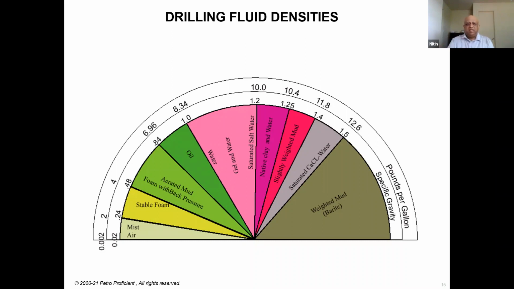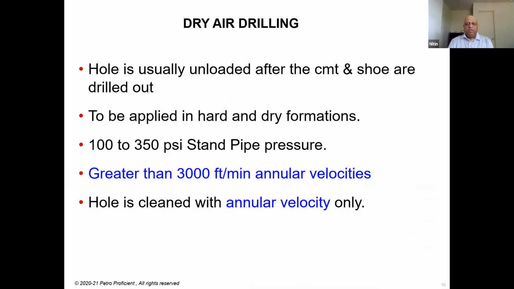So let's start discussing one by one. Let's say dry air drilling. Now, the first technique that we just discussed was dry air drilling. So usually what happens is the hole is unloaded from your conventional mud after you drill your cement and shoe. Once you drill your cement, once you drill your shoe track, then you unload the hole with the help of dry air. So the mud from the hole is replaced with your dry air.